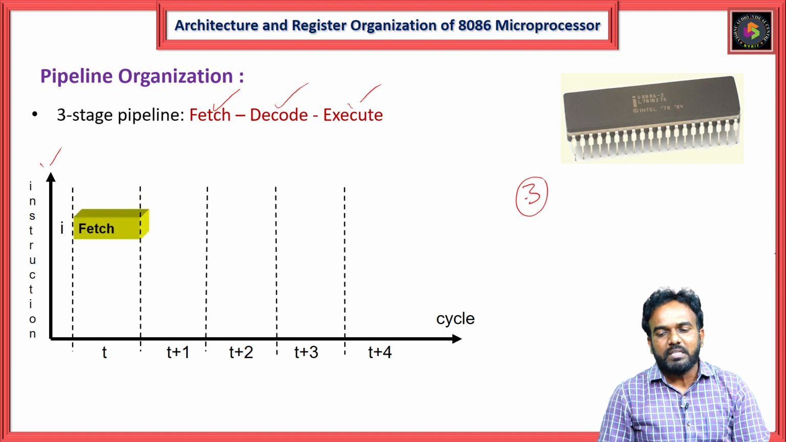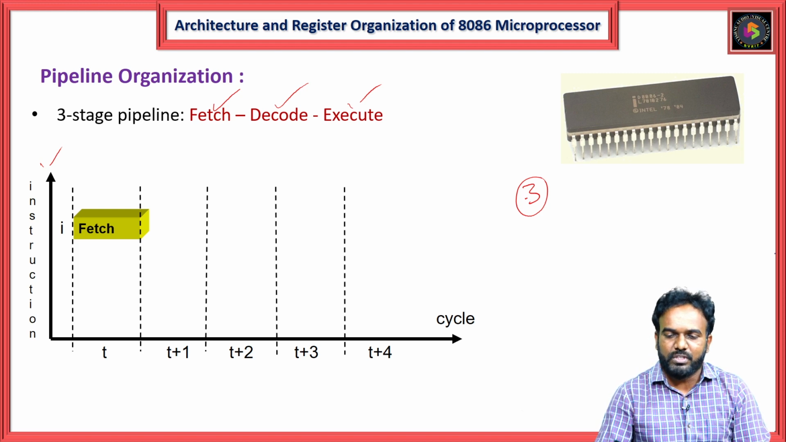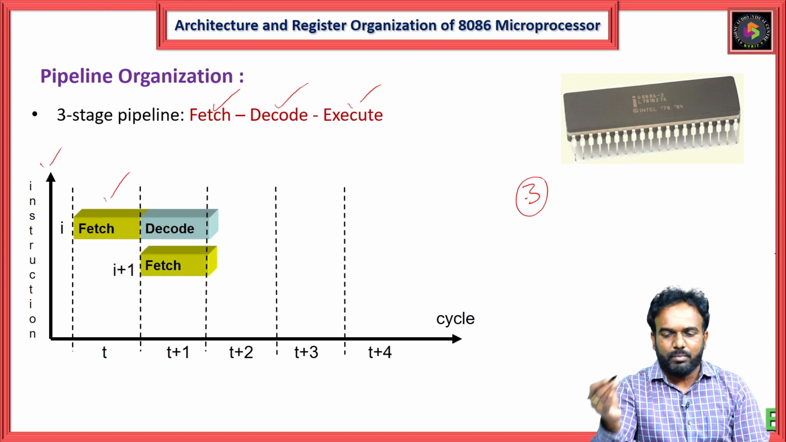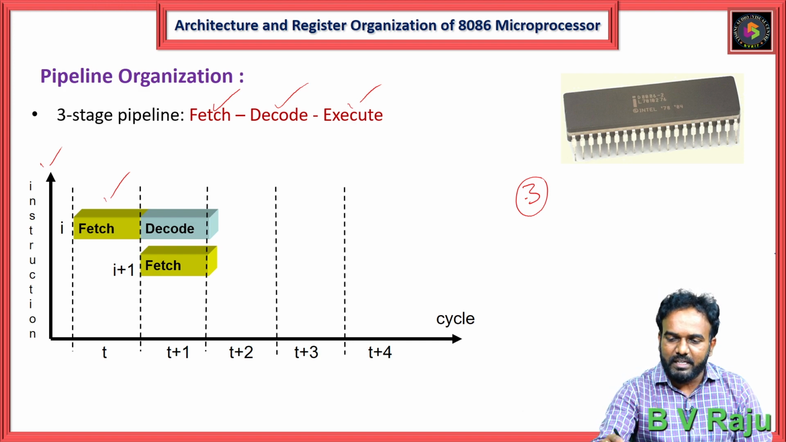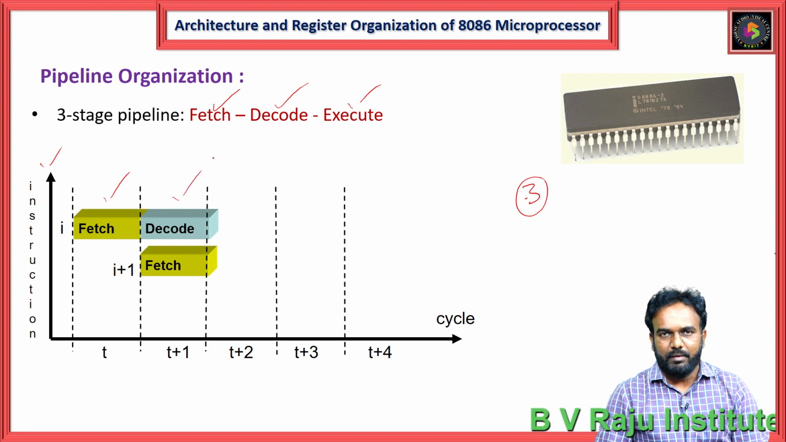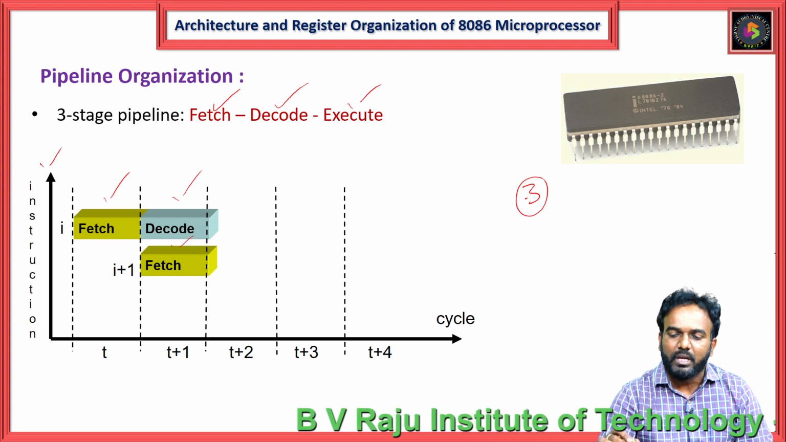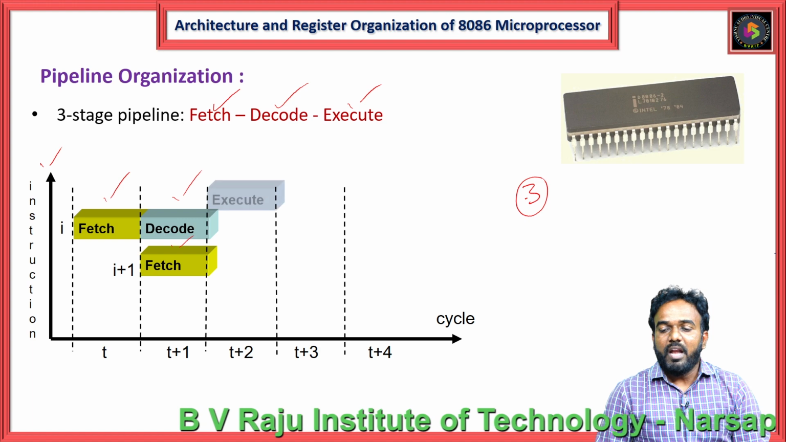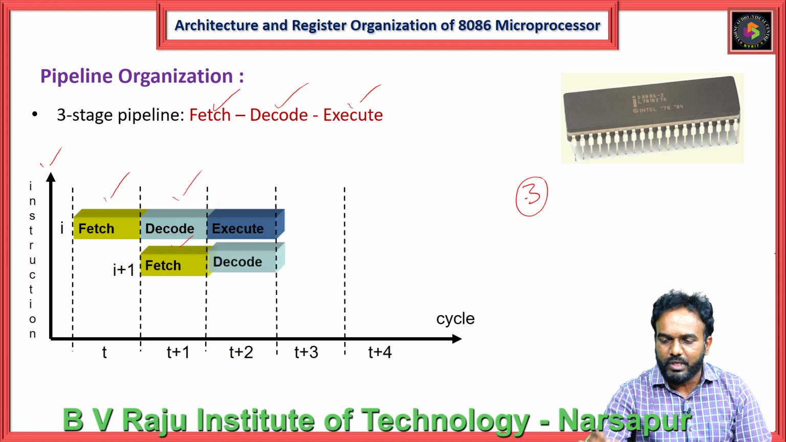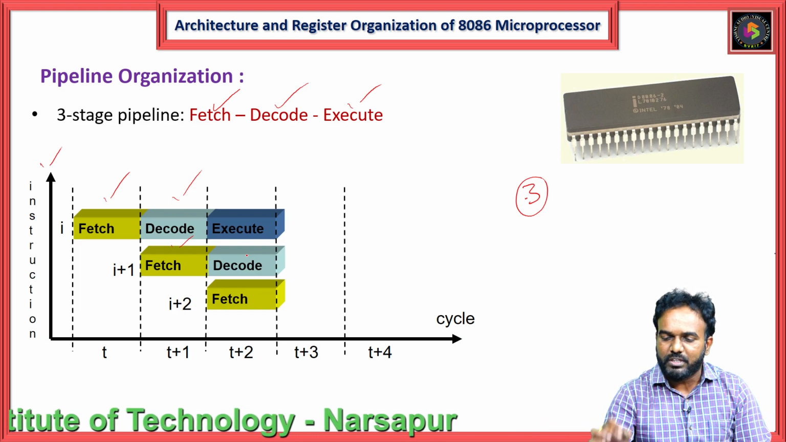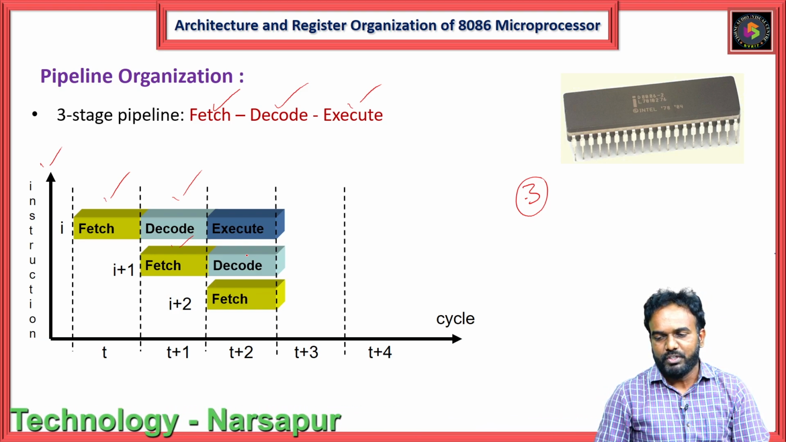When executing the first instruction, first it will fetch the instruction. Next, after fetching, the instruction will be decoded, that means the instruction will be converted into a system understandable form. When the second instruction is fetched, the first instruction is getting decoded. When the first instruction goes to the execution process, the second instruction goes to decoding, and the third instruction will be in the fetching stage.